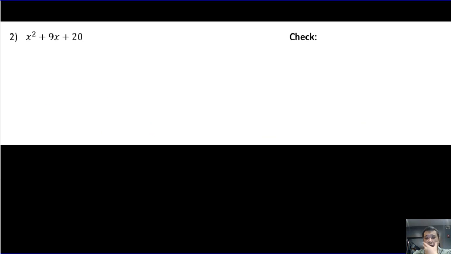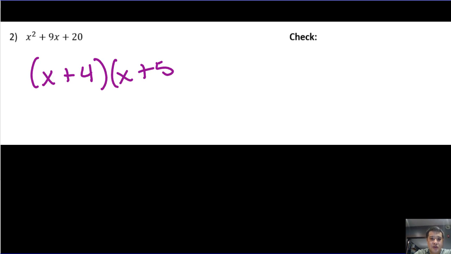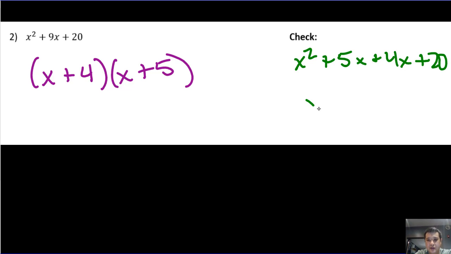So here we need to find two numbers that multiply to 20 and add to 9. Here we have x plus 4 and x plus 5, because those two numbers add up to 9 and multiply to 20. And check it using FOIL. We got x squared plus 5x plus 4x plus 20, which gets us our original expression, x squared plus 9x plus 20.